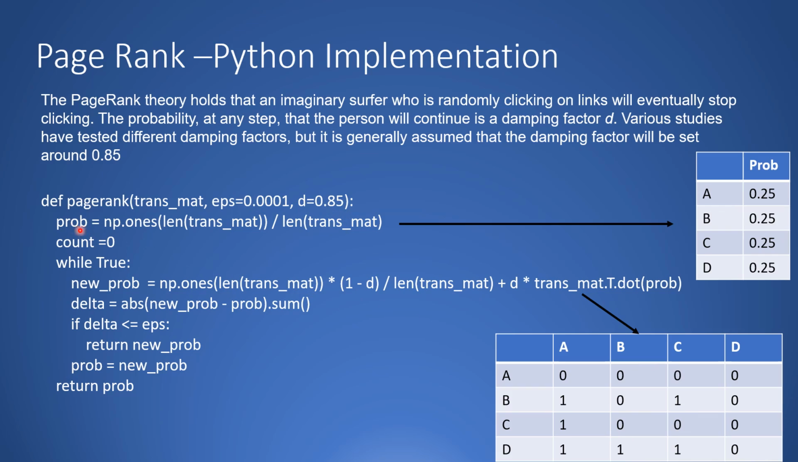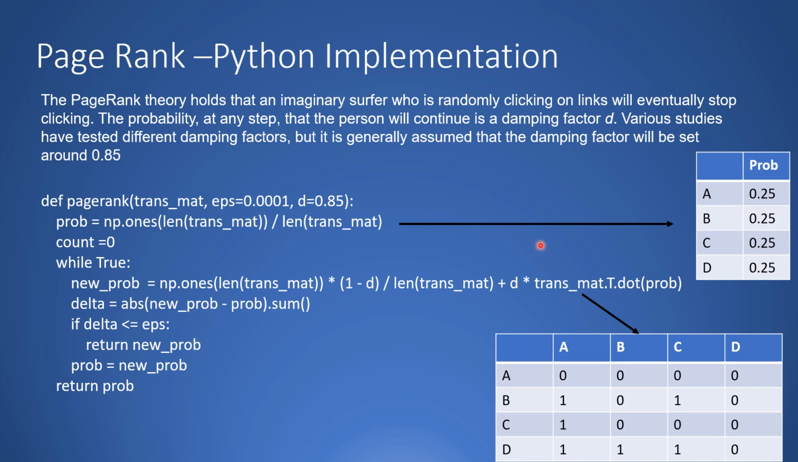At the start of the algorithm, the probability for all the pages is initialized as shown over here, right? Then a new probability is computed for every iteration, which is nothing but (1 minus d) divided by the total number of pages, plus d multiplied by the transition matrix, dot product with the probability vector.